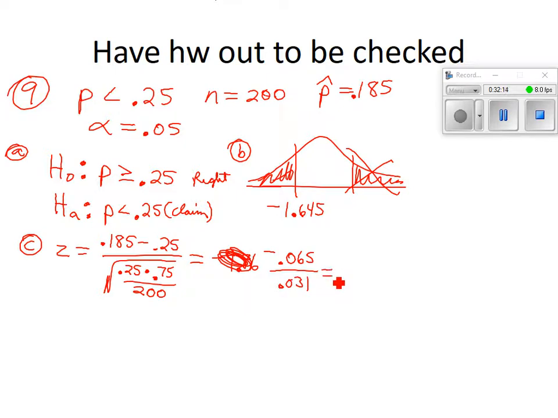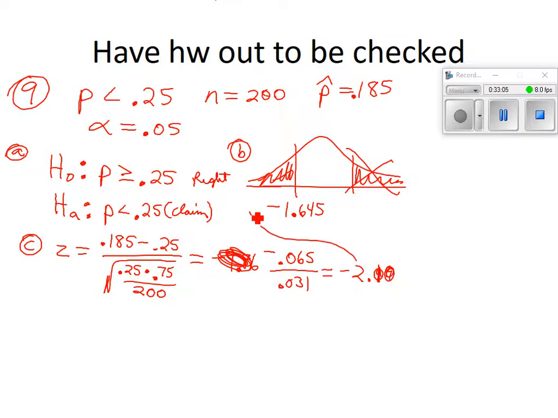Divide them. Negative 2.09. Are we in agreement with that? We are. I got something different. Let's see here, 0.065 divided by 0.031. Yeah, actually, if we round that up, 2.10, right? Sure. 2.10. Where's that fall? In the rejection region.